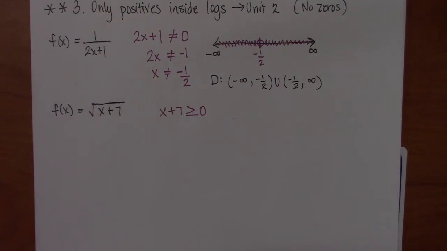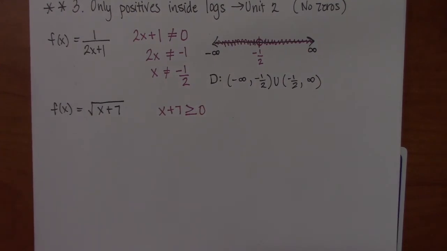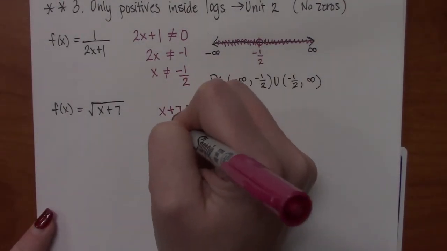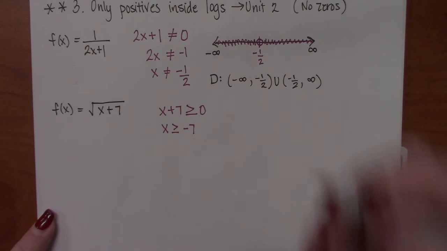So then we solve for x. So remember, with inequalities, as long as you don't multiply or divide by a negative number, you treat it just like an equals sign when you're doing the algebra. So x must be greater than or equal to -7.